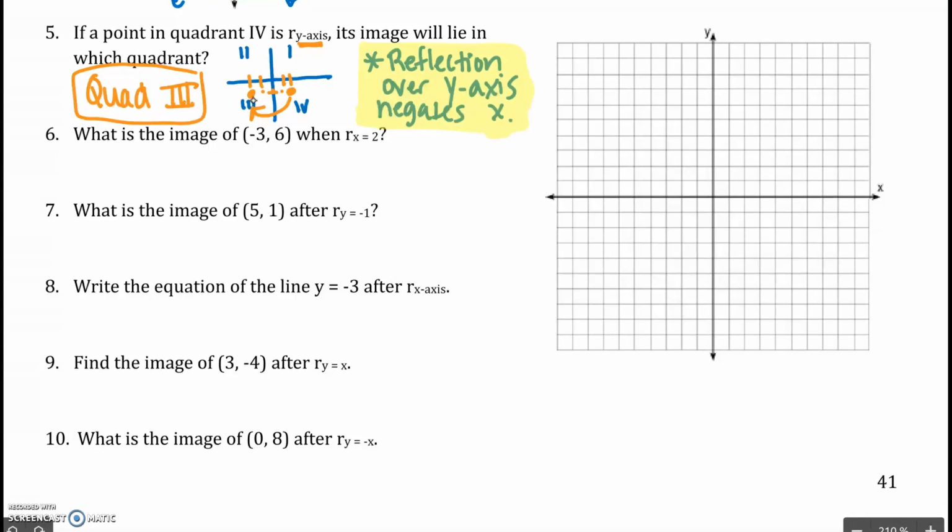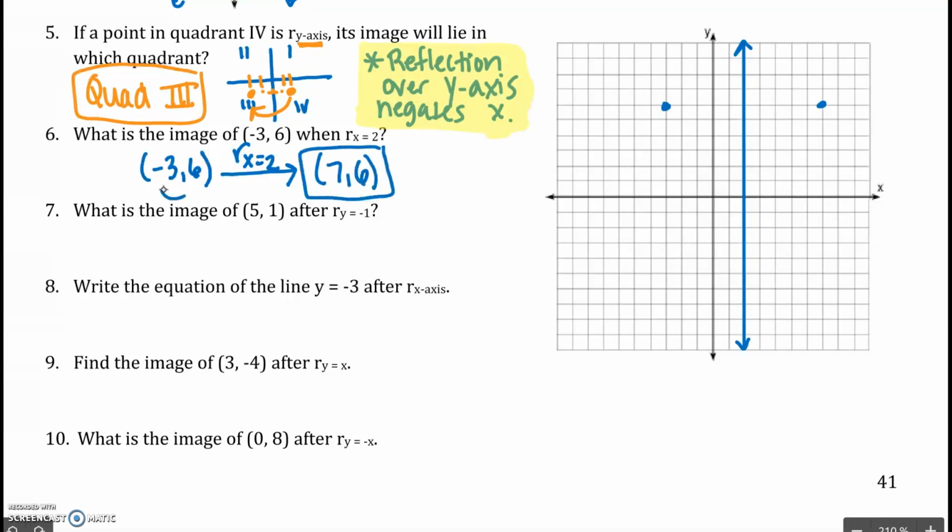All right, if we go on to number 6, I'm going to plot (-3, 6) and x equals 2, and we'll reflect over. So we'll count 1, 2, 3, 4, 5 units to get to the line. 1, 2, 3, 4, 5 units again. And we would now be at (7, 6). So reflecting (-3, 6) over x equals 2 becomes (7, 6). And this is how we write basically the work for what we are doing.